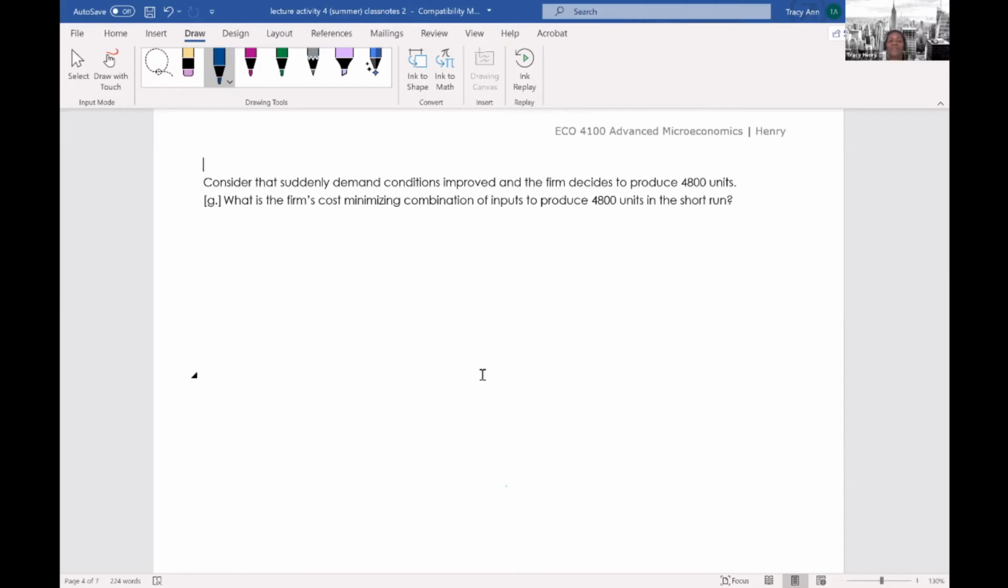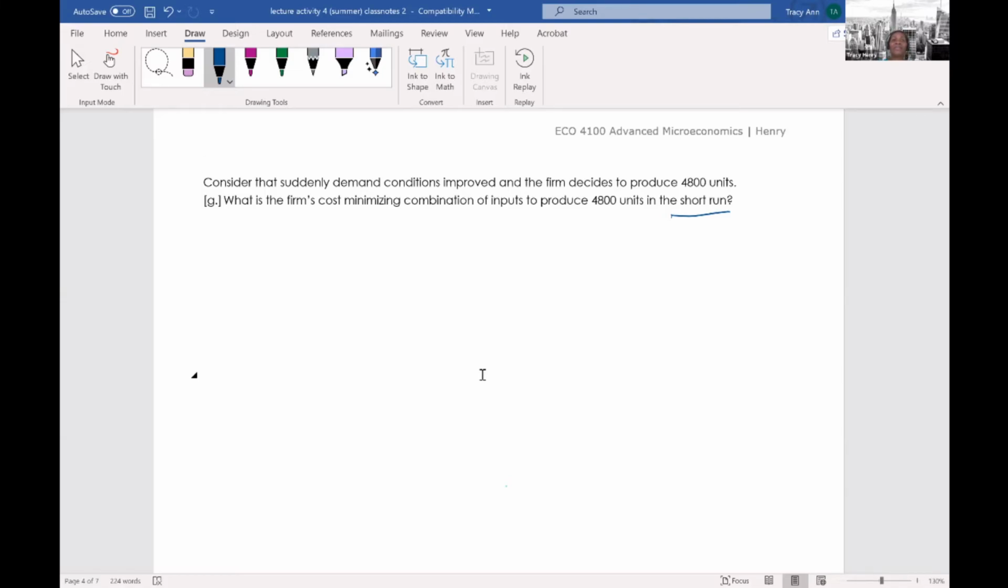So the question is, what is the firm's cost minimizing combination of inputs to produce 4,800 units? Very importantly, in the short run. This is very important because here we have a shock to the firm and its production process, and the firm will have to go through a short run change and a long run change, right?